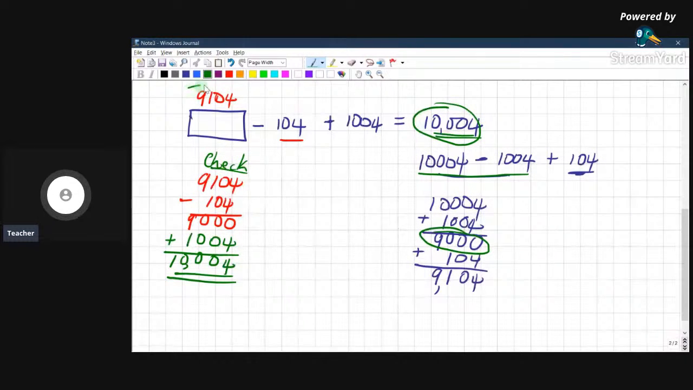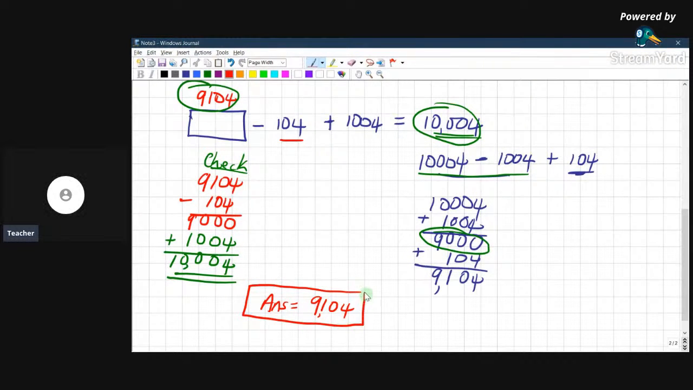So we now know that our answer is 9,104. Again, I like when you write answer equals 9,104. Okay, put that in a nice little box. So when the examiner is looking at the paper, there's no question as to what the answer is. All right. Any questions on this one?